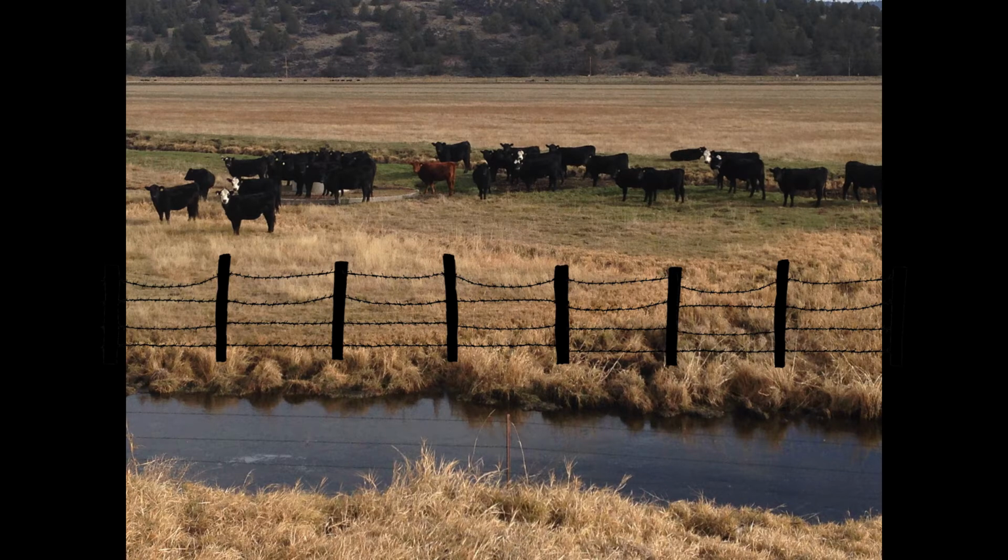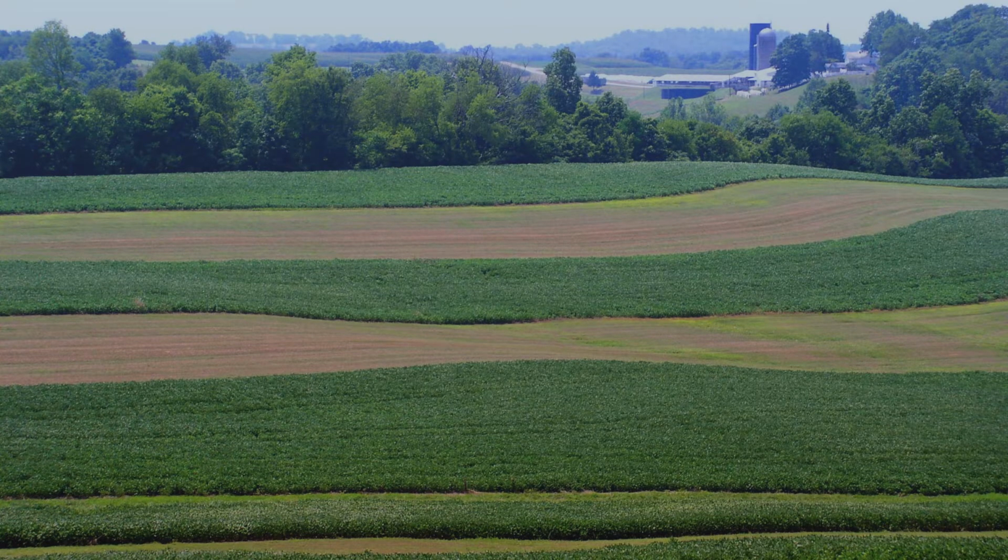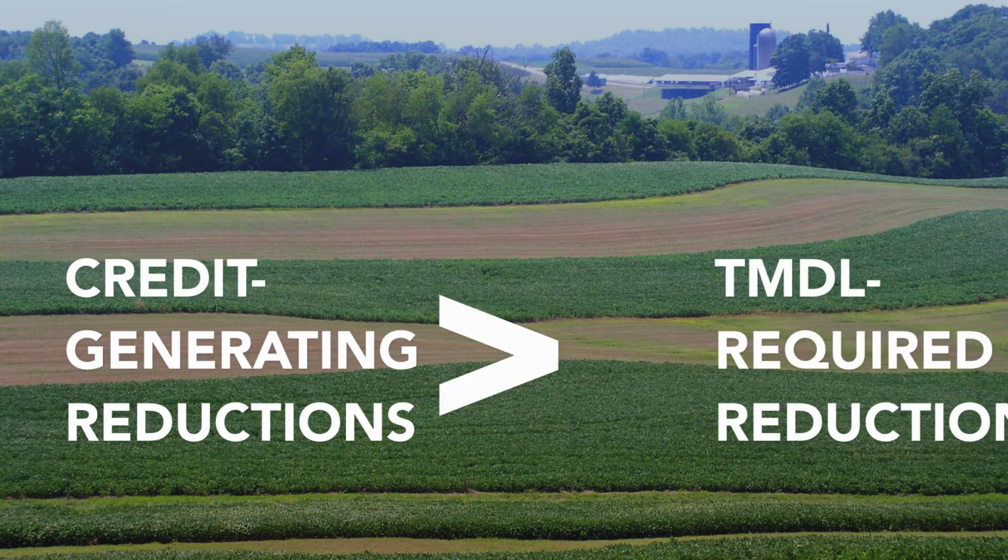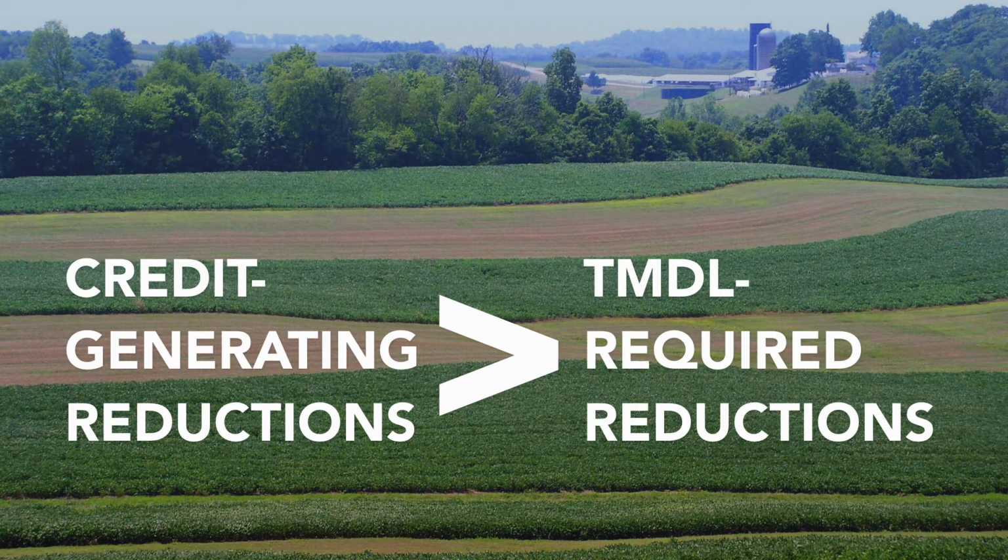Where there is a TMDL in place, non-point source pollutant reduction should be greater than those established under the TMDL. Establishing a trading baseline that accounts for non-point source obligations under a TMDL helps ensure that credits generated from non-point sources exceed those that are expected under the TMDL at the time of the proposed trade.